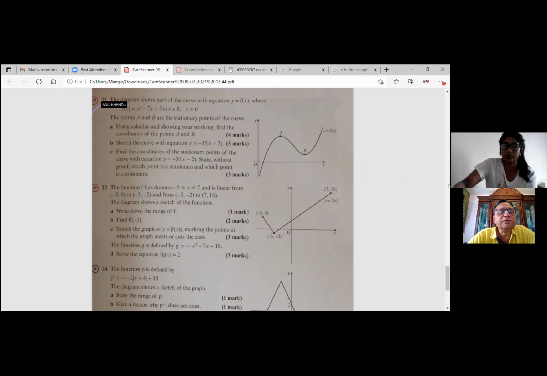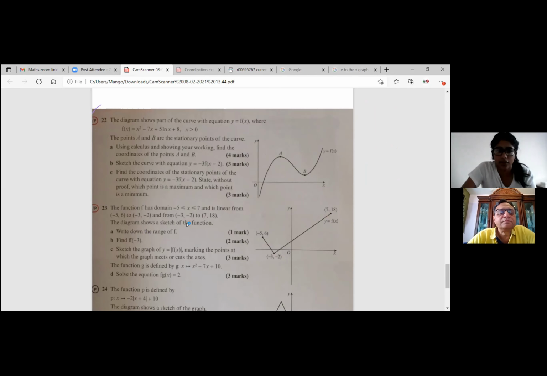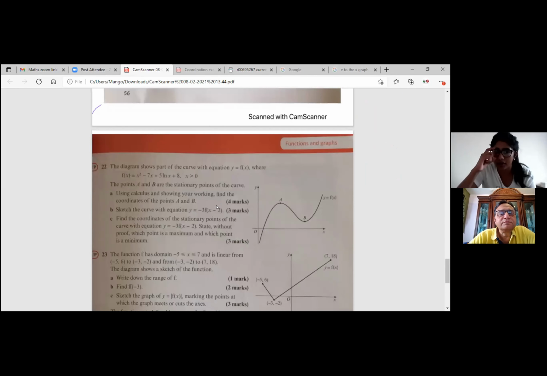Can you please read that question? So the diagram shows part of the curve with the equation y equals f(x), where f(x) is x squared minus 7x plus 5, then x plus 8, where x is greater than 0. The points A and B are the stationary points of the curve. Part A, using calculus and showing your working, find the coordinates of the points A and B.